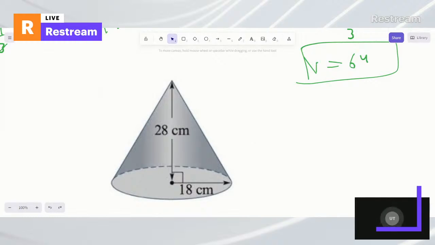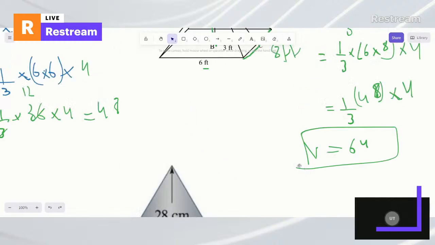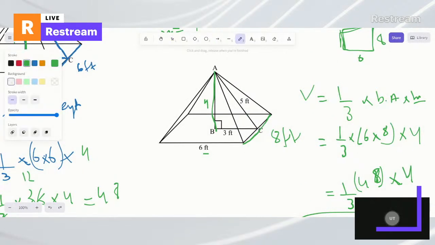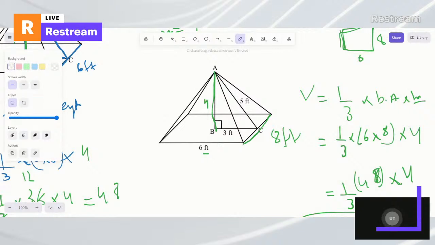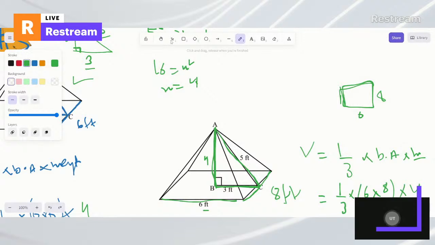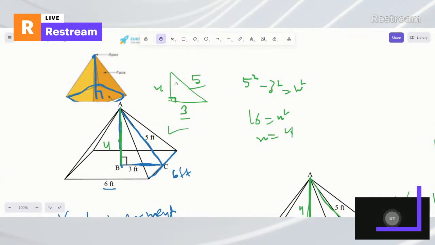Can you show how you got H? Okay, let's see this. This was our triangle inside the pyramid. We knew the slant height, which was 5. We knew the base and half of the base, which was 3. So this length is 6, then half of this length would be 3, right? And because it's a height, it drew straight down. So now here's the working that I've done for it.